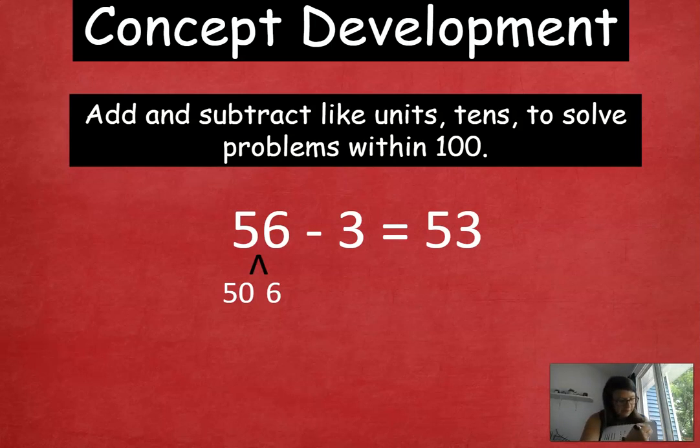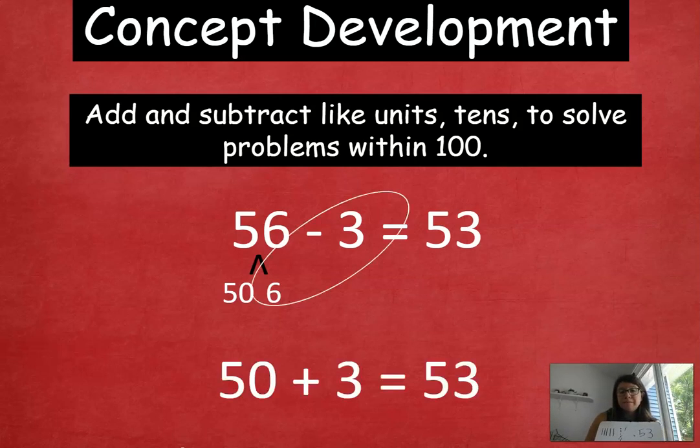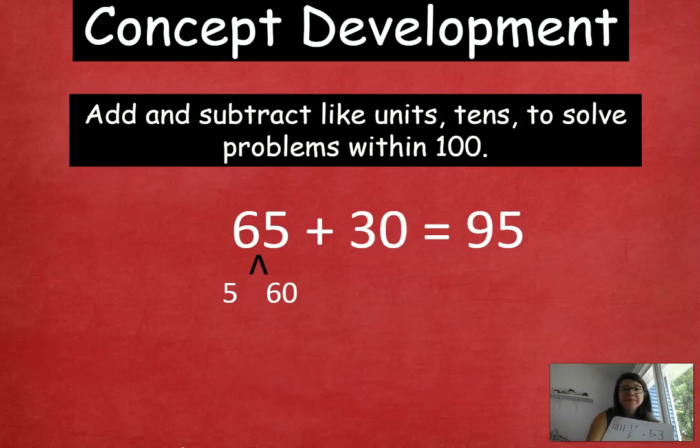I got 53. Now what they're doing here is you have to subtract like units. So the like units would be 6 and 3. So it would be 6 minus 3 is 3. 50 plus 3 equals 53. Okay? You have to either add or subtract your tens or add or subtract your ones. Don't mix and match. Try this one.